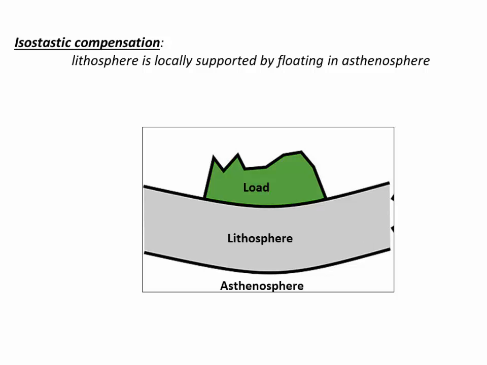This is the idea that essentially the lithosphere can be thought of as floating in the mantle asthenosphere. And so as the lithosphere gets thicker or thinner, or as we pile loads like ice onto the lithosphere, it may float higher or lower within the asthenosphere, much like a boat might float higher or lower if it was loaded with cargo or unloaded.